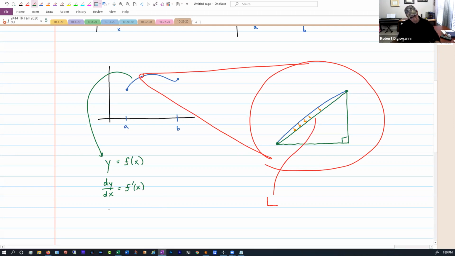Now, if we solve for dy, we get f prime of x dx. That's just purely mechanical stuff that we've done in Cal 1, right? If y is a function of x, then if we differentiate both sides with respect to x, we get dy dx, which is the derivative, that's the definition, and then we can multiply both sides by dx.